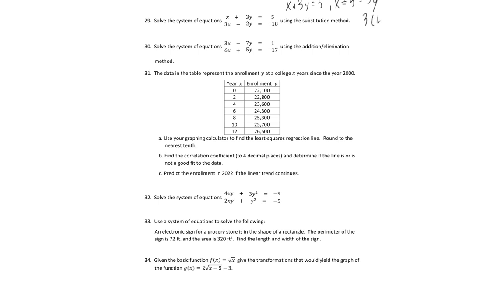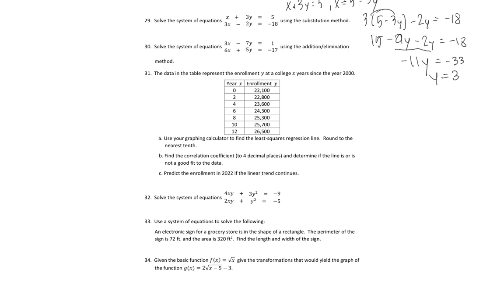So 5 minus 3y minus 2y equals -18. Distribute that. 15 minus 9y minus 11y equals -18. I can subtract the 15 over, and I'll combine these. That becomes -11y equals -33. So y is 3.